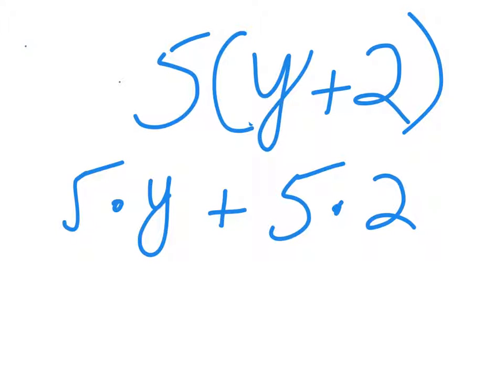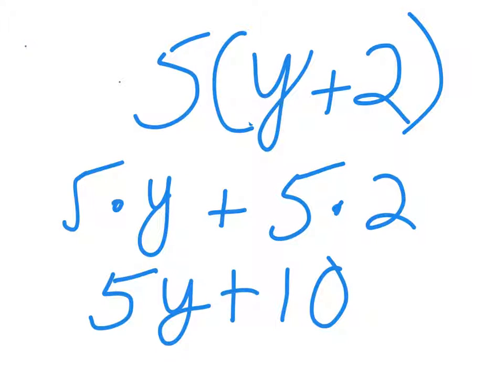So again, each term here has a 5 attached to it now. Well, 5 times y, we just write, I keep trying to write with that pointer, as 5y. 5 times 2 is 10.